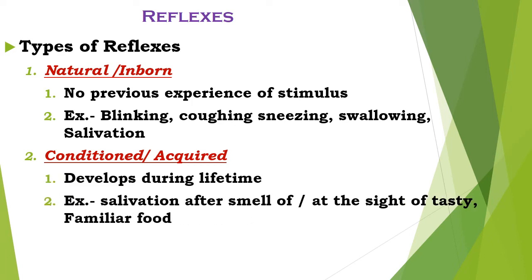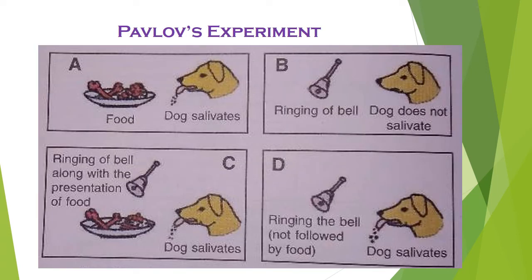An example is salivation after the smell or at the sight of tasty and familiar food, playing of an instrument, giving a hand signal, applying the brakes, use of keys, tying of your shoelace. All these come under conditioned or acquired reflexes. These reflexes were very well explained by a renowned psychologist, Russian biologist also, Pavlov.